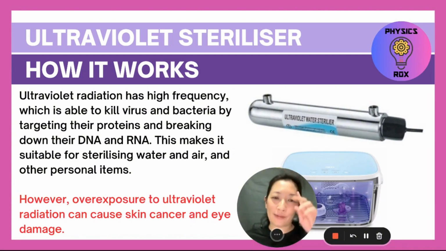Ultraviolet radiation, as we know, also has a very high frequency. This high frequency is able to kill viruses and bacteria by targeting their proteins and breaking down their DNA and RNA. So it makes it very suitable for sterilizing water and air as well as other personal items. Some of you may have water sterilizers at home that have the ultraviolet treatment. So that's why it's safe to drink directly from the tap if you have the UV sterilizer with a filter, because the UV radiation has already killed most of the microorganisms, right?